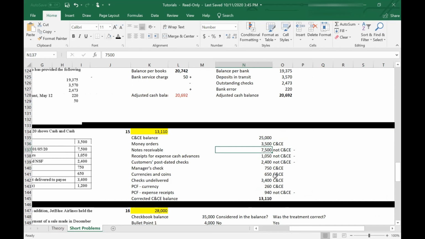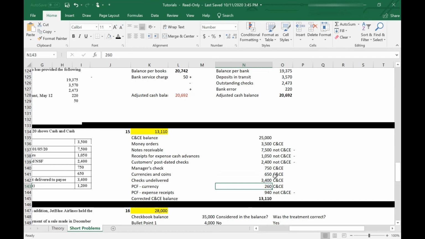Note receivable. It is not cash and cash equivalent, right? But it was included in the 25,000. So we deduct it. The same is true for your receipts for cash advances and customers' post-dated checks. Since they are not cash and cash equivalents, but were included in the 25,000, we deduct them from 25,000. Manager's check, currencies and coins, checks undelivered, PCF currency are cash and cash equivalents and were included in the 25,000, which is correct. So we don't need to do anything with them.